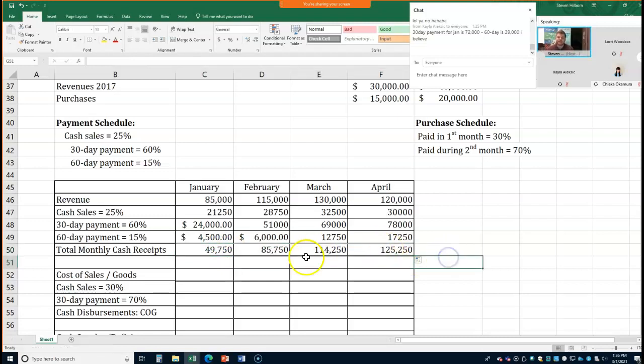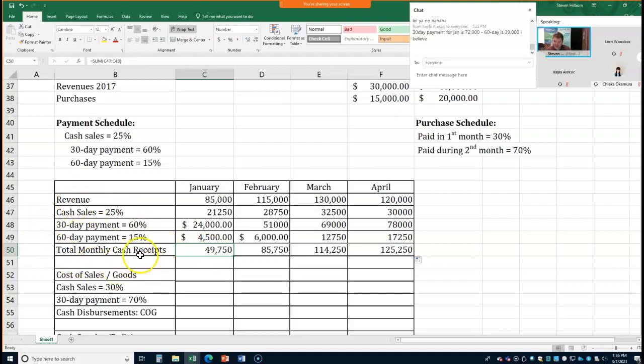Okay. Now what you will notice, and hopefully what you'll notice, is that in January, we sold $85,000 worth of goods and services. We only get $49,750. This is why cash flow is so important. We don't necessarily know how much of the money that we sell month to month that we're going to get.